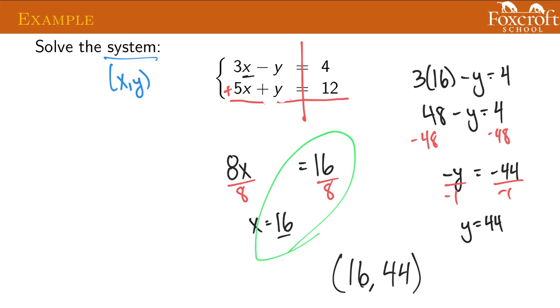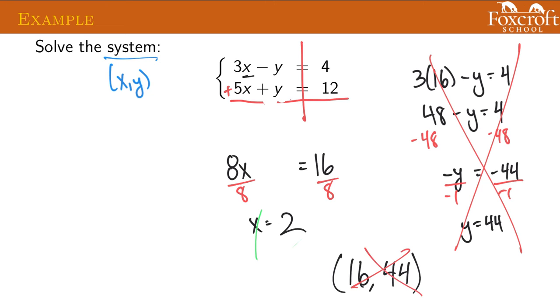8x divided by 8 got me to x. 16 divided by 8, somehow I got 16. 16 divided by 8 is not 16. 16 divided by 8 is just 2. So this should be a 2. Which means I'm going to erase all of this. Actually, I'm not going to erase it, because it's good to keep up there. I'm going to do the work over here.